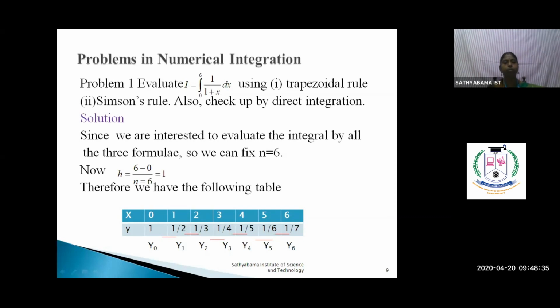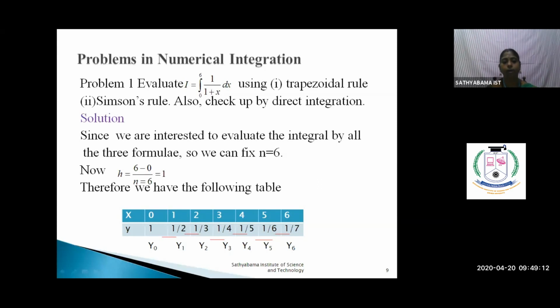The first problem is: evaluate I is equal to the integral from 0 to 6 of 1 by (1 plus x) dx using the trapezoidal and Simpson's rules. You have to check whether both Simpson's rules can be applicable or only one of them. If so, what is my answer? And one more question is given: also check by direct integration and say what is the relation between the answers.